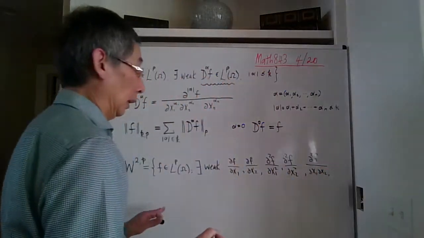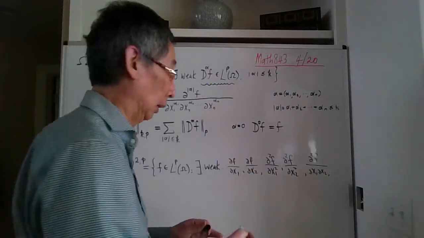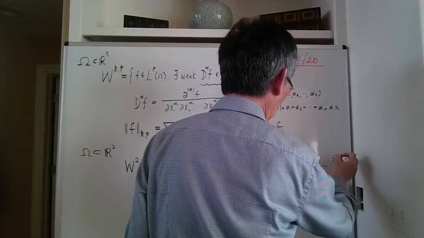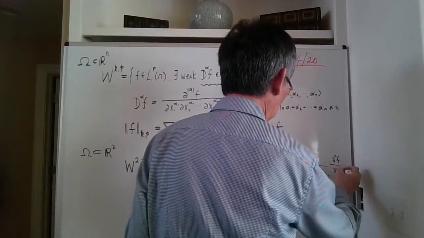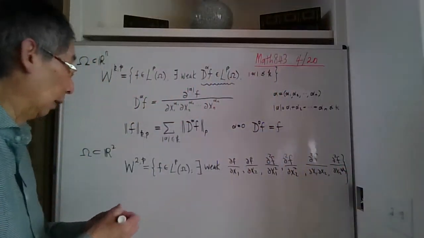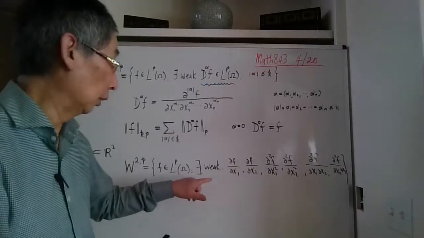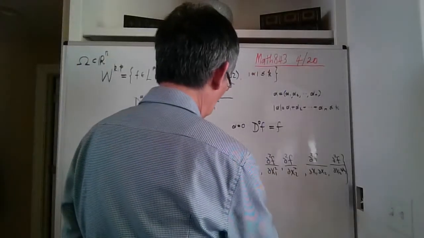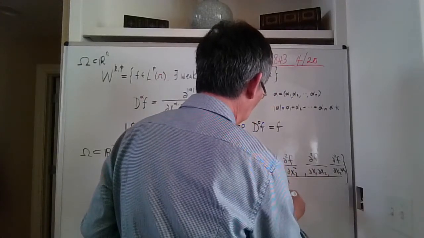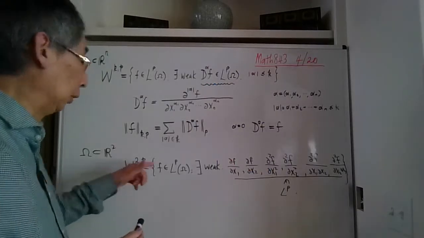And normally that's enough, because the other mixed derivative is the same as that. Basically you can include it, and d squared f over dx2 dx1. You put all these things together. So if the space is a subspace of L^p, so that all these weak partial derivatives belong to L^p, then this will be the space W^{2,p}.